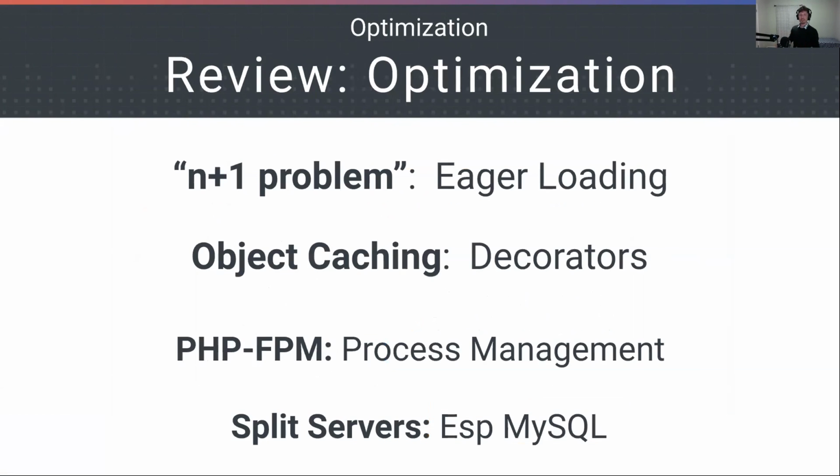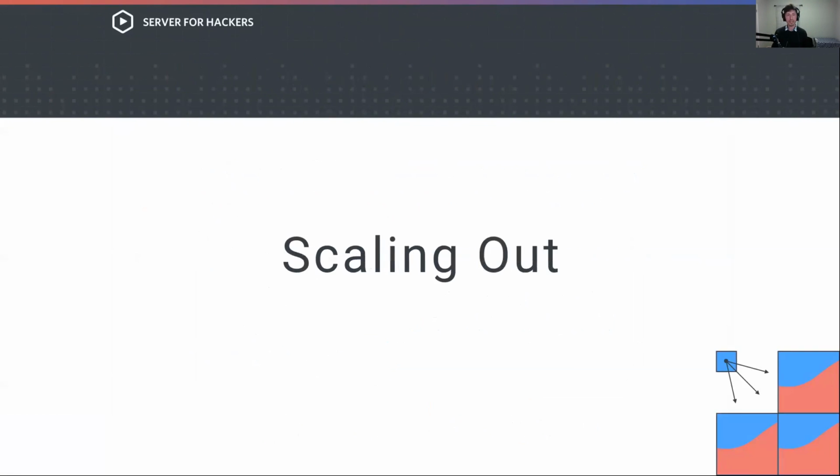Okay, so just to review: N+1 problem, object caching. That is on the code side. In PHP-FPM, and I forgot OPcache apparently on this slide, but OPcache too. And we split servers out, especially when we talked about MySQL. So that's what we're talking about in optimization. We can talk about scaling out now a bit.